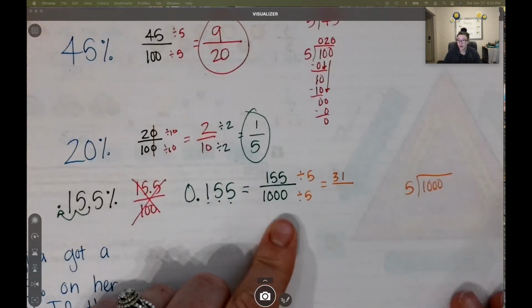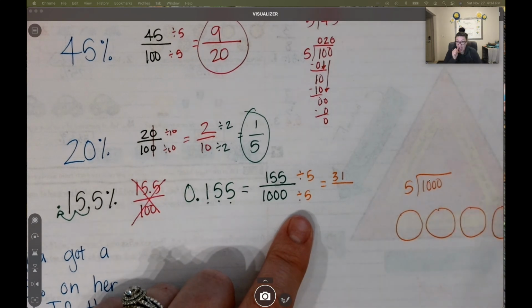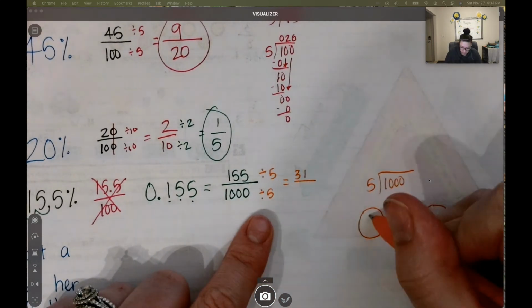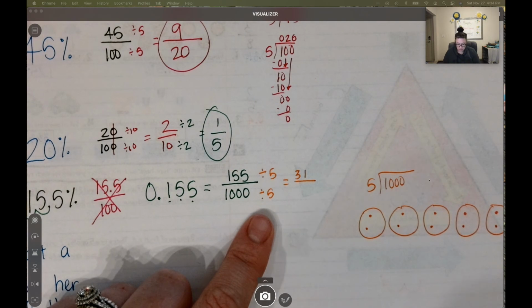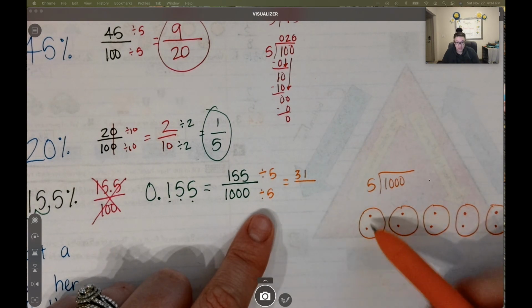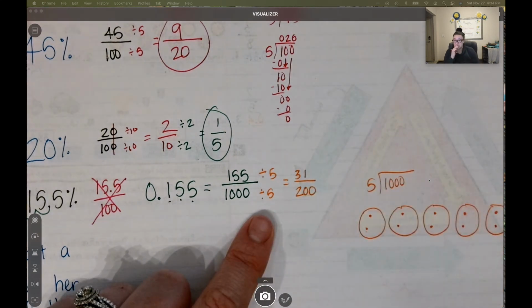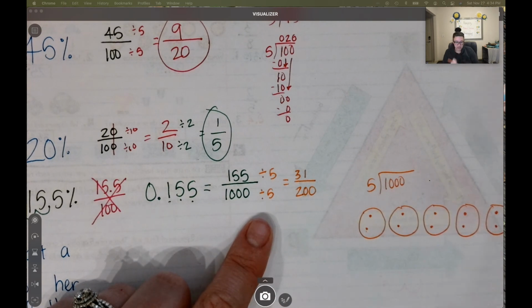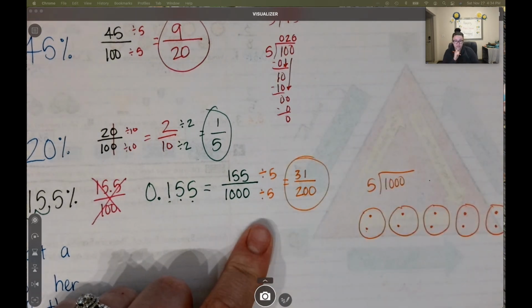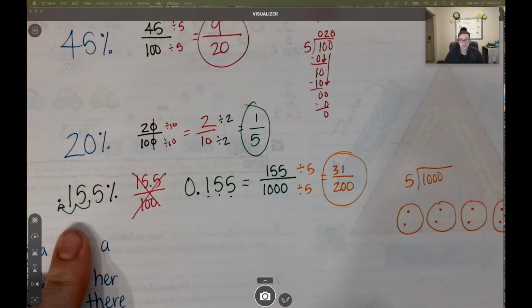I can go about it that way. Or if I have 5 cookies and each chip represents 100, I can go 100, 200, 300, 400, 500, 600, 700, 800, 900, 1,000. Again, each chocolate chip represents how many? 100. So 1,000 divided by 5 is 200. That only works when you're not going to have decimals. Sorry, guys. So here we simplify to 31 over 200. That looks absolutely nothing like what I started with, but sometimes that's what we have to do.